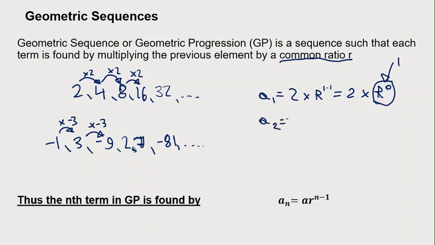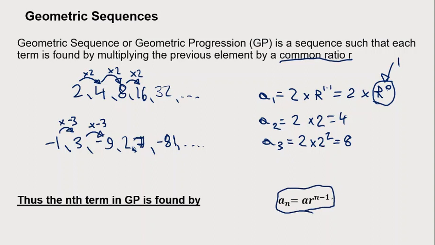But a2 is 2 multiplied with the ratio to the power of 2 minus 1, so that's the ratio to the power of 1. I just multiplied with the ratio, which was 2, and I get 4. To get a3, I take the first term 2 multiplied with the ratio to the power of 3 minus 1, so the ratio to the power of 2. The ratio was 2 to the power of 2, which is 4. 2 times 4 is 8, and so on. So I can use that idea and find out any term.